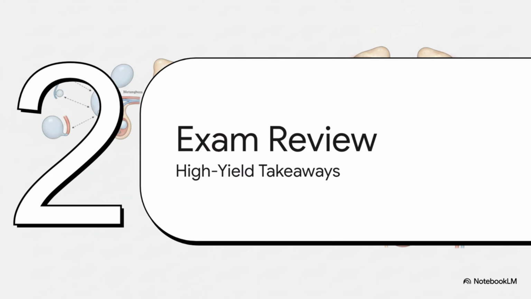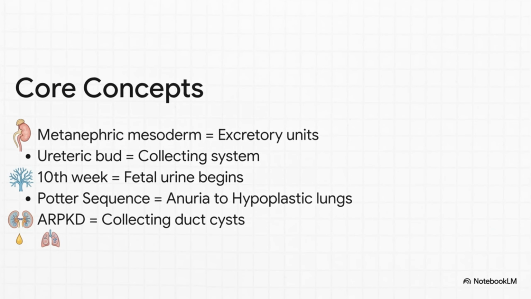Almost done. Section 5, High-Yield Exam Review. Let's lock in our top 5 takeaways. 1. The metanephric mesoderm forms the excretory units. 2. The ureteric bud forms the collecting system. 3. Fetal urine production begins right at the 10th week. 4. The Potter sequence is a mechanical cascade going from anuria to oligohydramnios to hypoplastic lungs. And 5. The cyst in autosomal recessive polycystic kidney disease originates specifically in the collecting ducts.